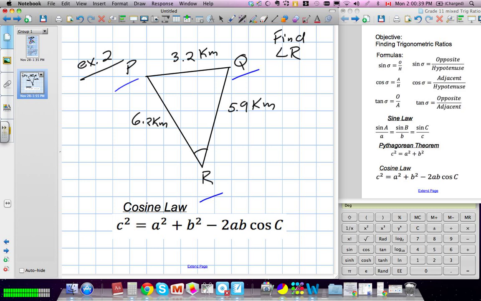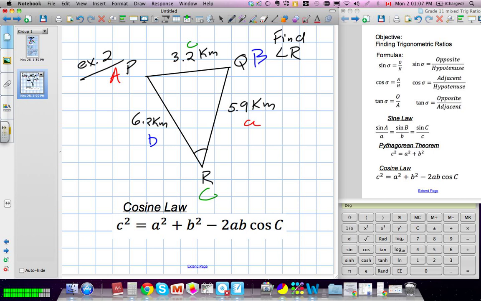I'm going to rename this triangle. So remember what I told you. Because we're looking for angle R, whatever we're looking for with cosine law, we're going to name that the C, whether it's the angle or the side. So angle R now becomes angle C, which means this becomes side C. And our A and B is not as important. We arbitrarily put A and B to other questions. Now we can fill this out.